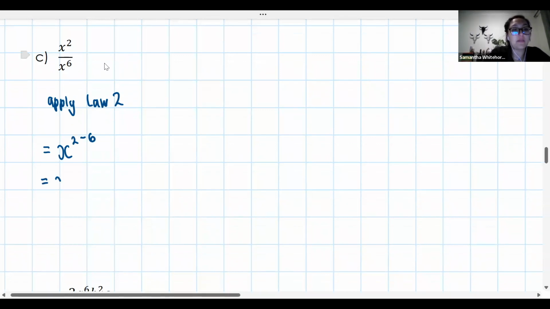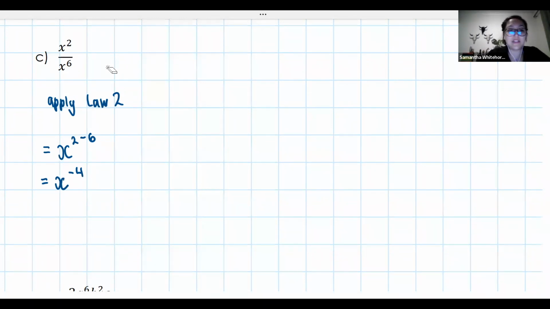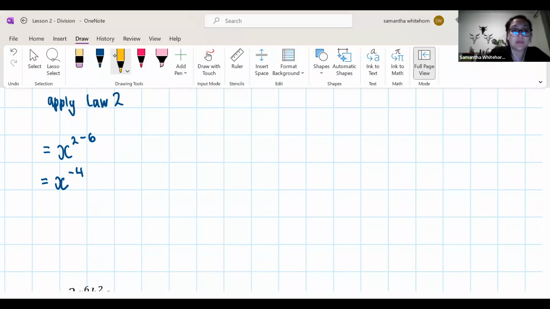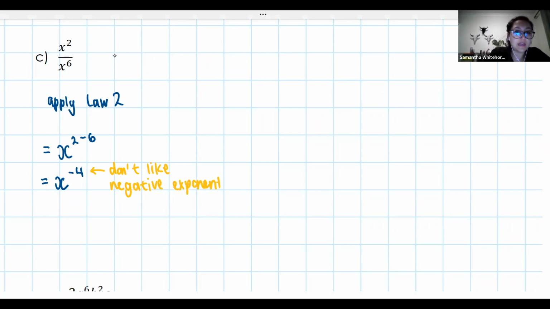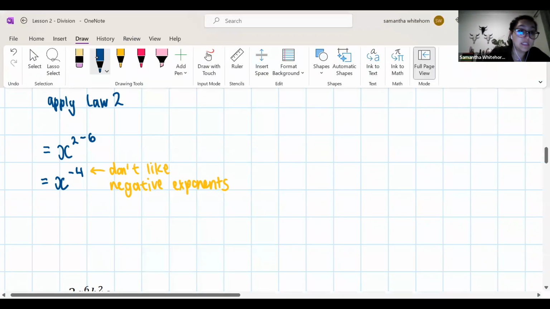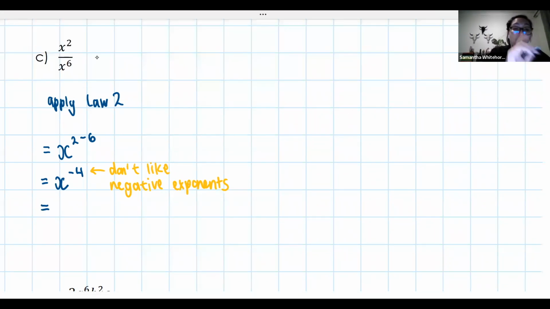Now this is where I have a bit of a problem. I end up with a negative 4. It's a weird looking x. Let's try that again. A negative 4. Now in maths, we don't like negative exponents. We never ever want to leave an answer with a negative exponent. So I need to deal with that. I'm going to leave that there for a second, and we're going to figure out how I deal with that negative exponent. So this is not my final answer. I still need to deal with this negative exponent. We're going to come back to that.